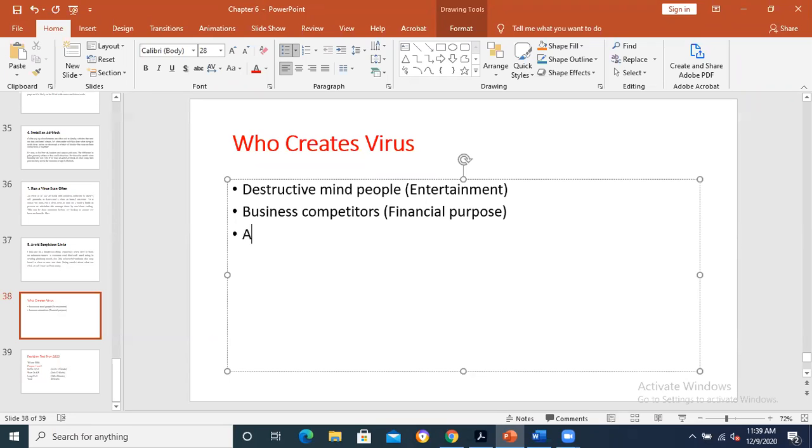The third one is basically a theory that viruses are created by antivirus companies. Again, this is a financial game. Why? Because when one virus comes in the market and people are not able to find a solution, of course they will turn towards the antivirus companies. There are a number of antivirus companies.